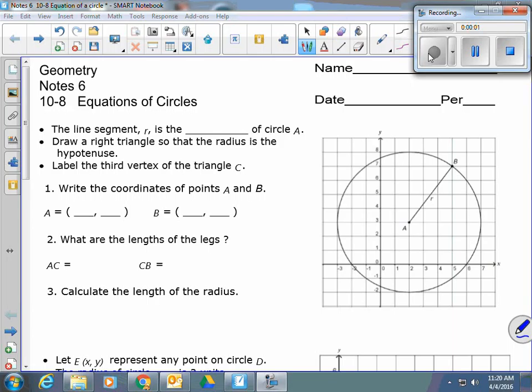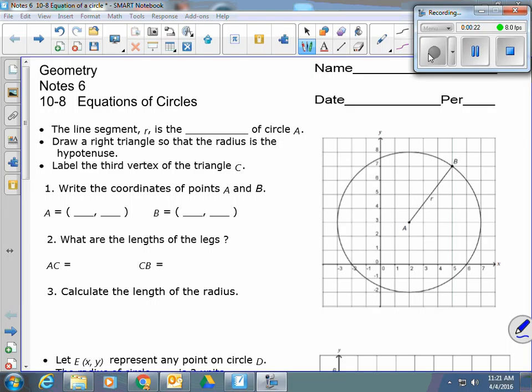Alright, so we're going to start talking about equations. In the past, you've already done an equation for a line. Does anybody remember what's the equation of a line? Y equals mx plus b. Very good. So that's the formula or the equation of a line. What we're doing today is the equation of a circle.